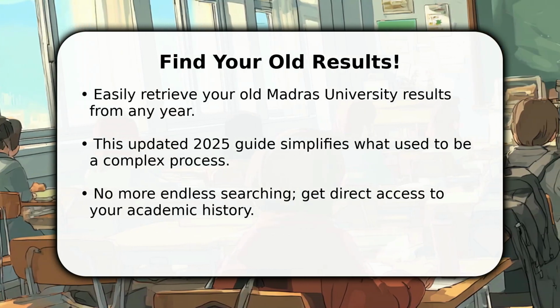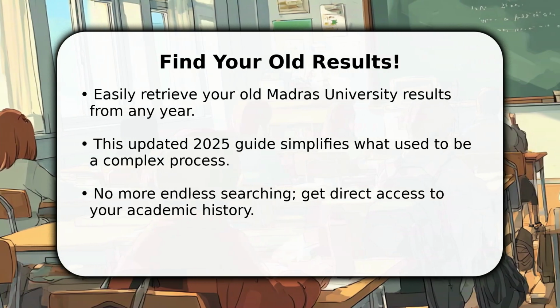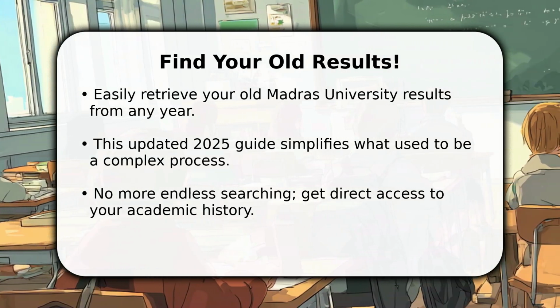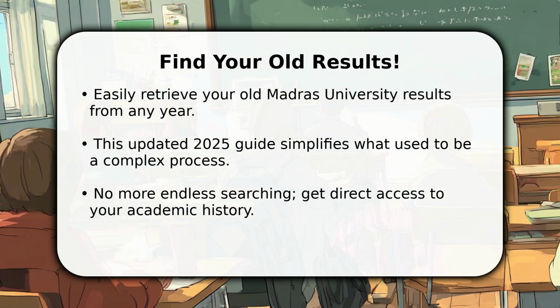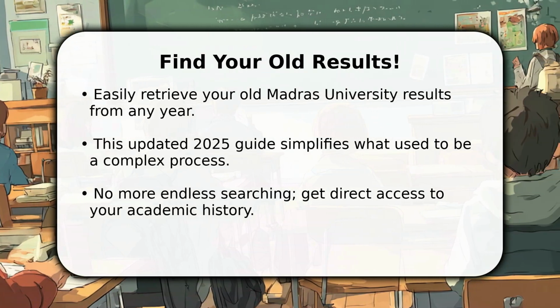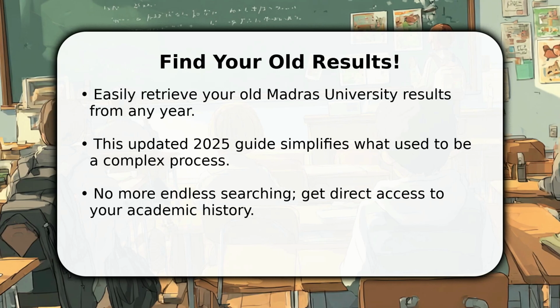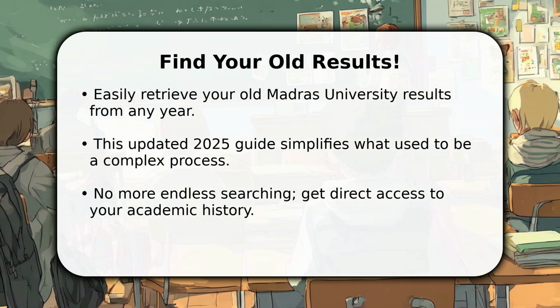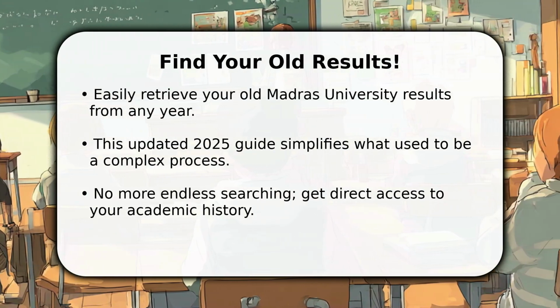Trying to find your old Madras University results can feel like a treasure hunt, but it doesn't have to be. This updated 2025 guide simplifies everything, helping you easily retrieve those crucial academic records from any year. We'll walk you through the most efficient ways to access your scores, ensuring you get direct access without the usual hassle. You deserve a straightforward path to your academic history, and we're here to provide it.